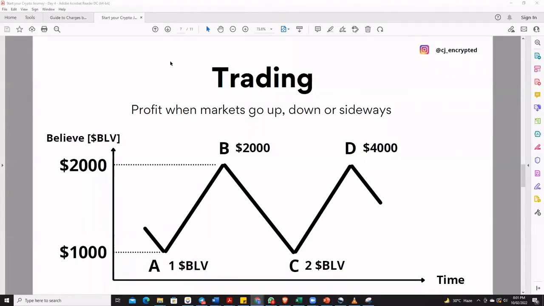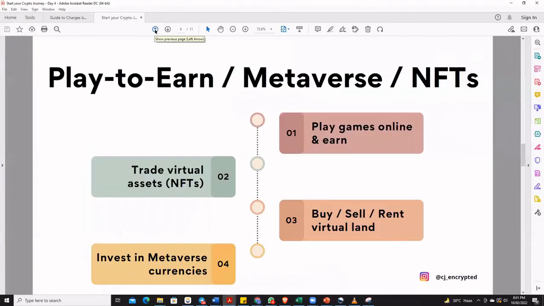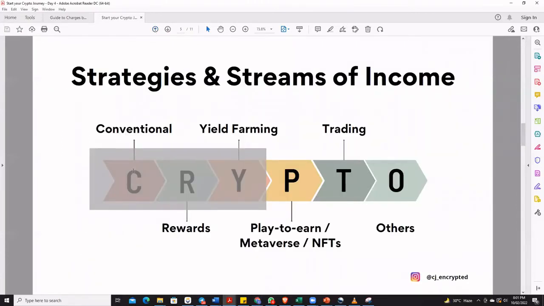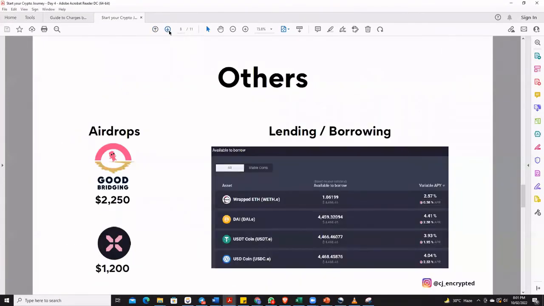from cryptocurrencies. Remember where we started from. We started yesterday looking at these first three. We've looked at play to earn, metaverse, and NFTs. We've looked at trading. Let's go on to others and let's see what you can do in this final bucket here. Okay, so I'm going to talk about two examples here.